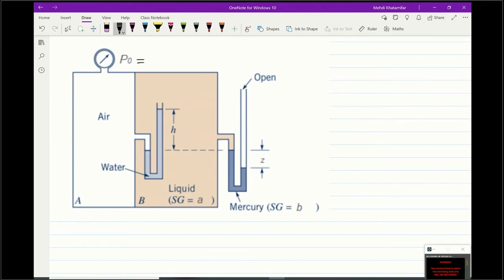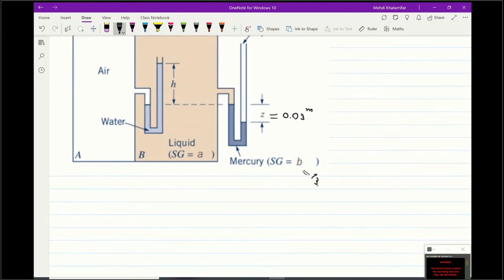This is 3.5 kilopascal. This Z is 0.03 meters, and this B is 13.6. This A is 0.6.